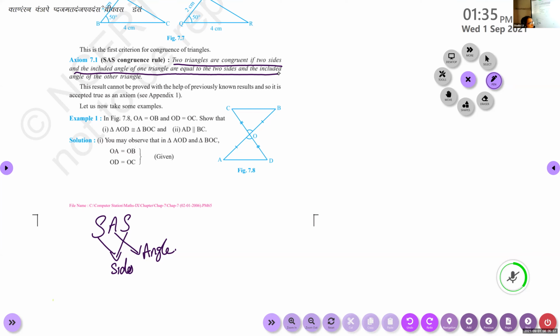Write the statement. After that, I will explain. Two triangles are congruent, SAS congruence rule. Two triangles are congruent if two sides and the included angle of one triangle are equal to the two sides and the included angle of the other triangle.